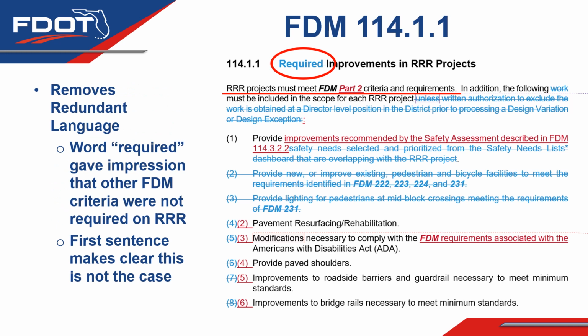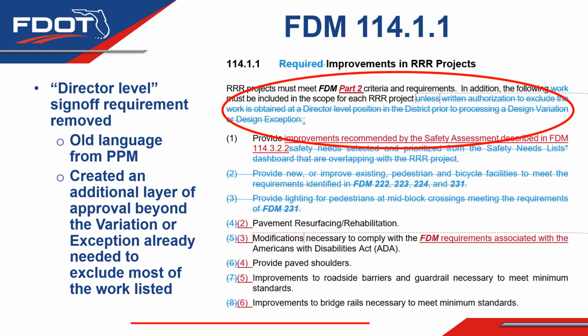One of the biggest changes that we made was to remove some redundant language. For instance, this word "required" in the title of the section is really not needed. As it says in the first sentence of the section, 3R projects must meet the FDM Part 2 criteria and requirements, so it's kind of redundant to say it again in the title of the section, so that word has been struck.